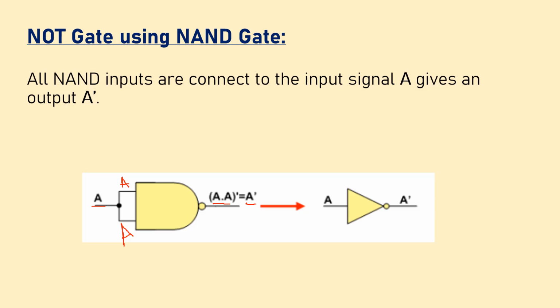So if we compare this to the NOT gate, we see that in case of NOT gate, if the input is A, we are getting the output as A complement. So here also the input is A and we are getting the output as A complement. So this is how we can implement the NOT gate using only the NAND gate.